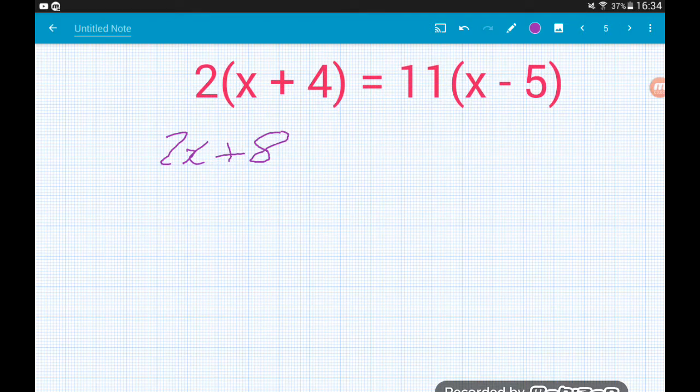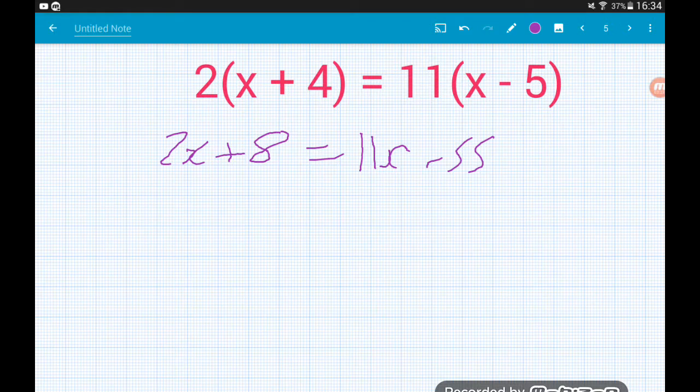So on the left, that's that bracket expanded. Then over here on the right, 11 times x is going to give us 11x. And then 11 times minus 5 will give us minus 55. Okay, so we expanded the brackets. Now we can set about solving.